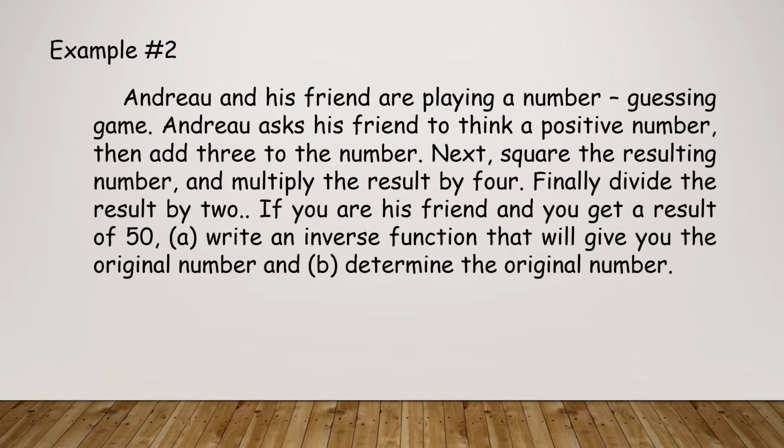Second example, Andrew and his friend are playing a number guessing game. Andrew asks his friend to think a positive number, then add 3 to the number. Next, square the resulting number and multiply the result by 4. Finally, divide the result by 2. If you are his friend and you get a result of 50, write an inverse function that will give you the original number and determine the original number.